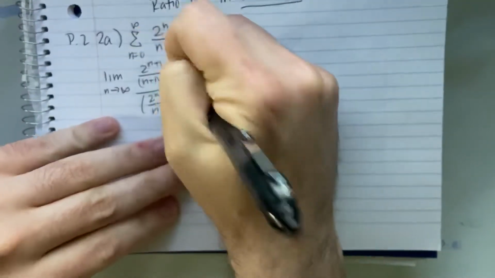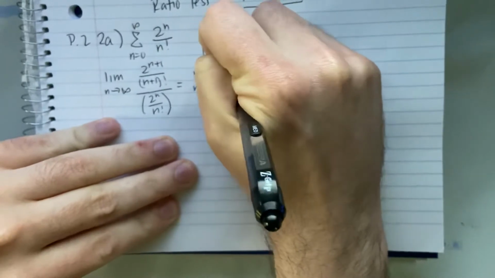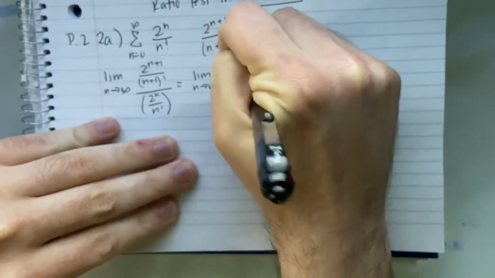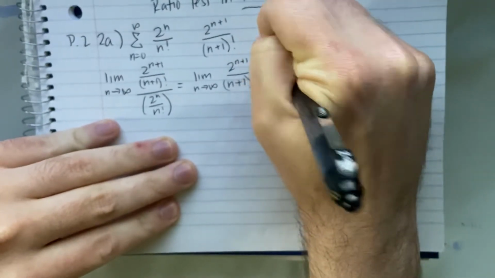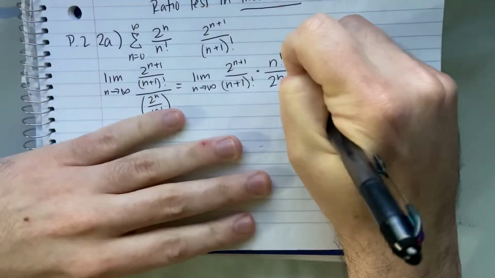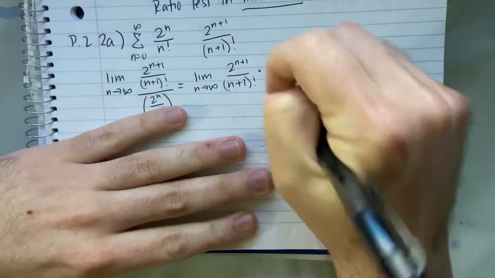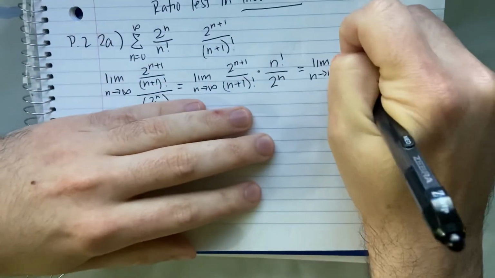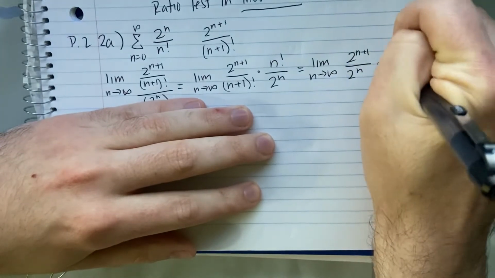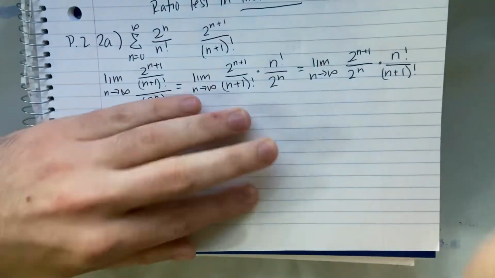Now again, if we flip the denominator and multiply instead, it's 2 to the n plus 1 over n plus 1 factorial times n factorial over 2 to the n. What I'm going to do now is group my terms according to what they're like. Limit as n goes to infinity of, so I'm going to switch these two denominators so we can see what's happening, 2 to the n plus 1 over 2 to the n times n factorial over n plus 1 factorial.